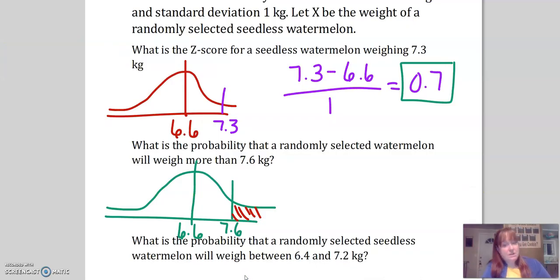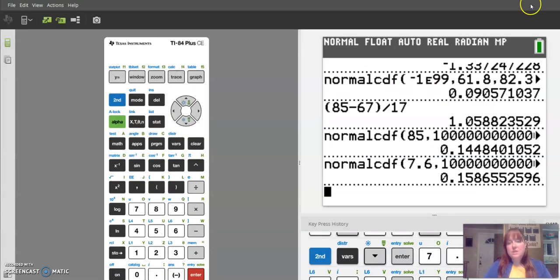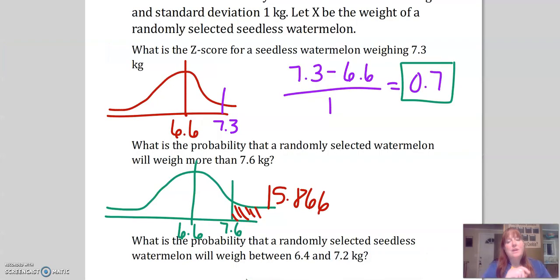So this area right here is 15.866. I cannot even remember from switching from one to the other. 15.8, yeah, okay. I can remember, but then I second guess. All right, 15.866%. So if we randomly select any watermelon off of the shelf, we have a 15.866% chance that we pick one of these watermelons instead of one of these.